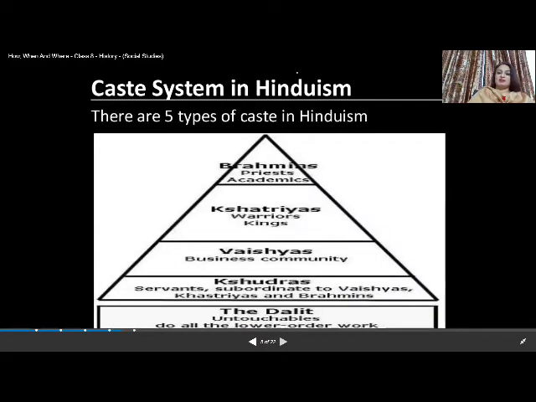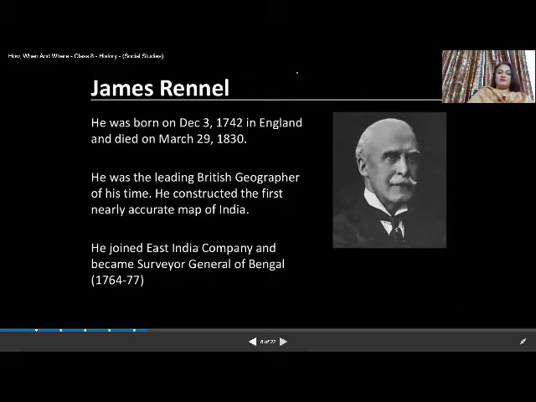We have done the caste system in Hinduism. Last time, we saw how Hinduism has been divided into Brahmin, Kshatriya, Vaishyas, Shudras, and the Dalit. Then we read about James Rennell. He was born on December 3, 1742 in England and died on March 29, 1830. He was a leading British geographer in his time. He constructed the first nearly accurate map of India. He joined the East India Company and became Surveyor General of Bengal.